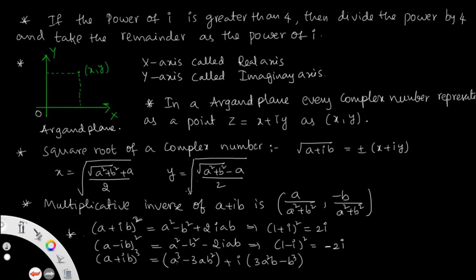In the same way, the multiplicative inverse of a complex number a plus ib is a by a square plus b square comma minus b by a square plus b square.